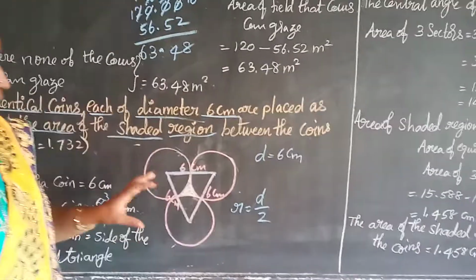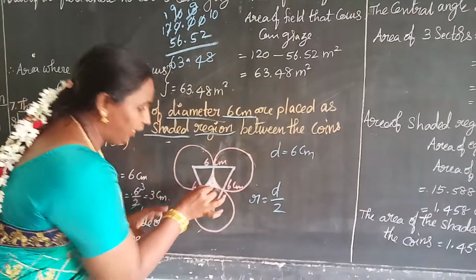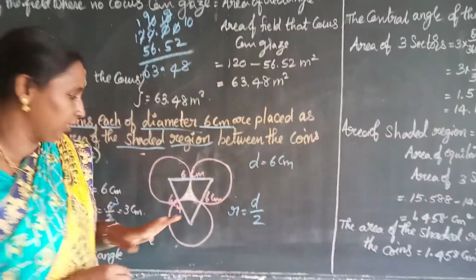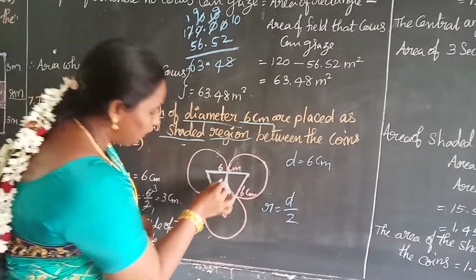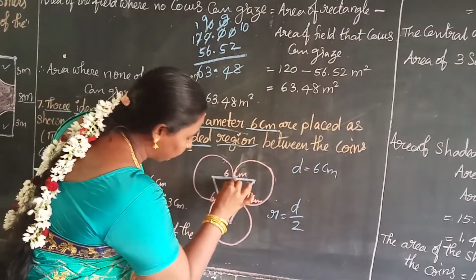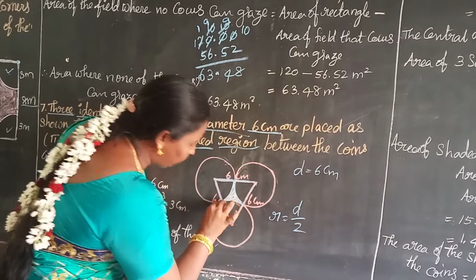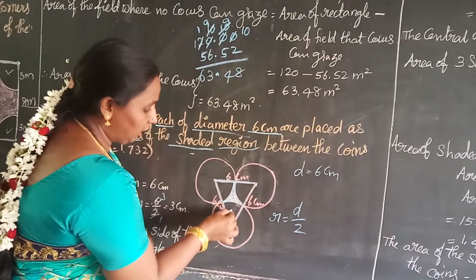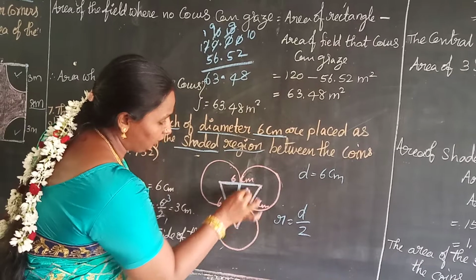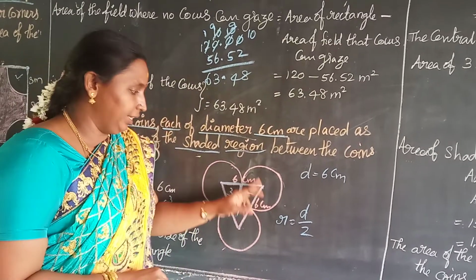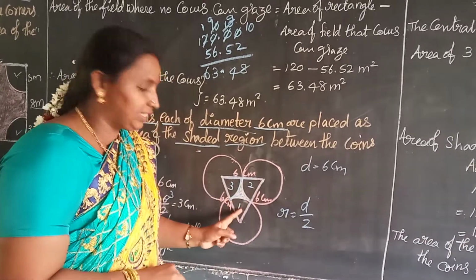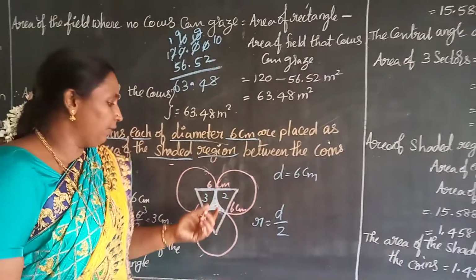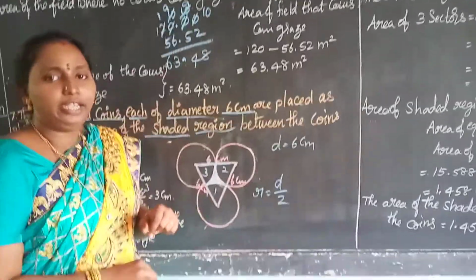So how do we find the area of the shaded portion? First, you have to find the area of the triangle minus the area of these circular quadrants. How many circular quadrants are there? Three sectors: 1, 2, 3. So area of the equilateral triangle minus area of these three sectors, then we can find the area of this shaded portion.